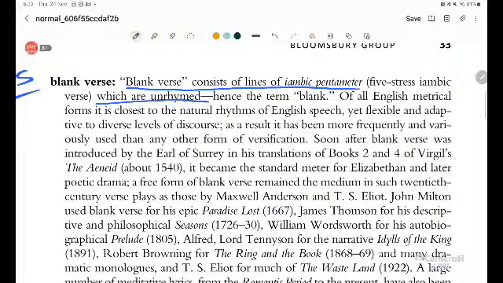Of all English metrical forms, it is the closest to the natural rhythms of English speech, yet flexible and adaptive to diverse levels of discourse. As a result, it has been more frequently and variously used than any other form of versification. Important. Soon after blank verse was introduced by the Earl of Surrey in the translations of Book 2 and 4 of Virgil's The Aeneid, it became the standard meter for Elizabethan and later poetic drama.